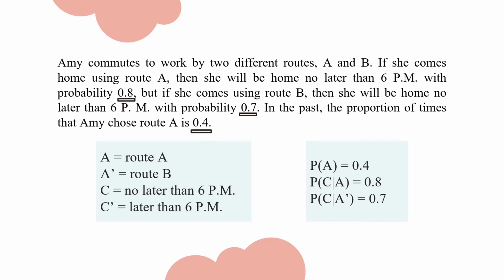So first of all, we need to identify what is A prime, C and C prime. You can change these to any letters that you want. From the information given, we know that the probability of A is 0.4, the probability of C given A is 0.8, and the probability of C given A prime is 0.7.